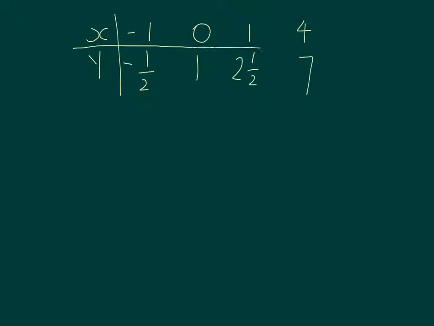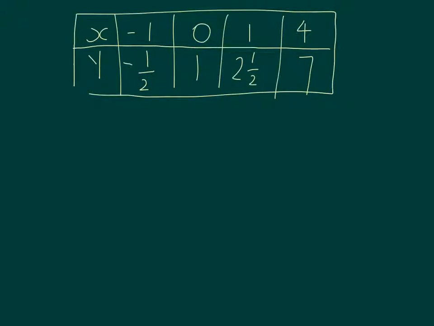Okay, let's do another one here. I'm going to say that I've got x and I've got y. I've got minus 1, I've got 0, I've got 1, and then I skip a couple and I've got 4. And they are minus a half, 1, 2.5, and 7. If you're drawing these into your book, draw them with a ruler, please. I just don't have access to a ruler on the screen.